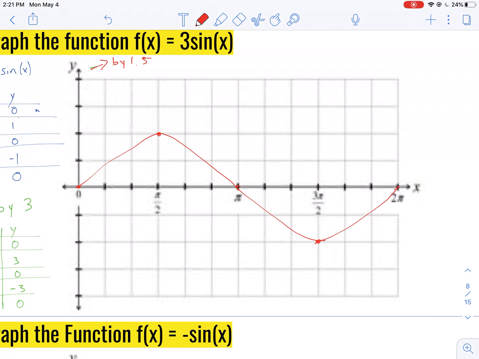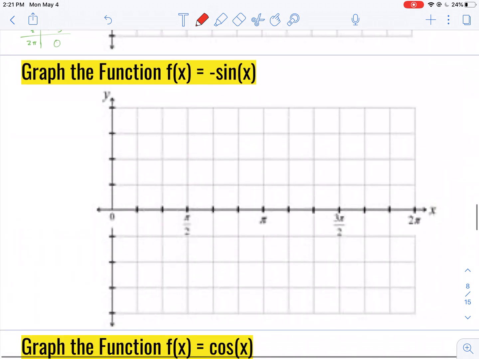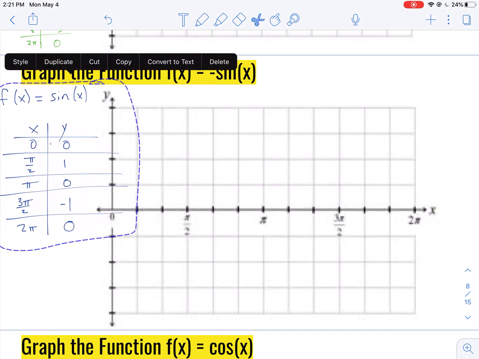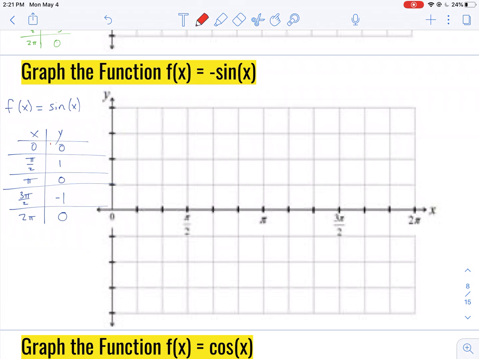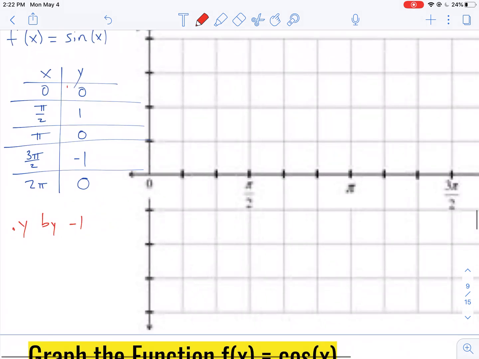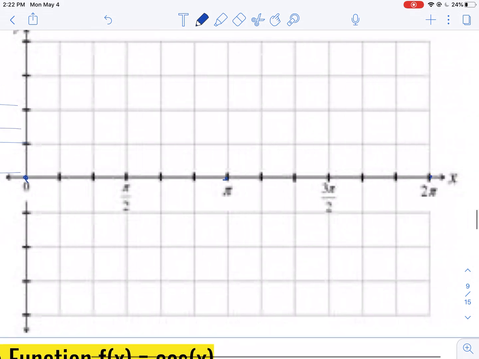Now we're going to apply that exact same principle when I'm doing the negative sine of x. I've got my table of values here. When I do my transformation, I'm multiplying my y values by negative 1. And I'm actually not going to make my table of values here because this is straightforward. Everywhere where there's a 0, it's still going to be 0, because if you multiply anything by 0, it's still 0, so that doesn't matter. And that pi over 2, where it was positive 1, is now going to become negative 1.